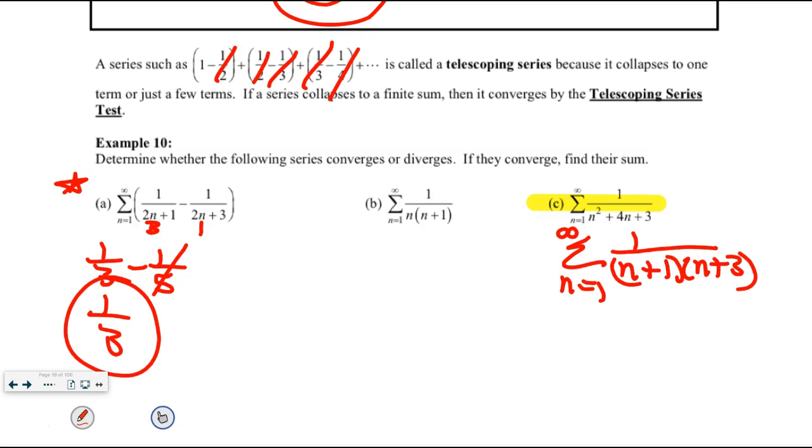Decomp. Did you hear her? This has got partial fraction decomp if you want to get it to telescope. So, we need to take 1 over n times n plus 1 and write it as A over n plus B over n plus 1.